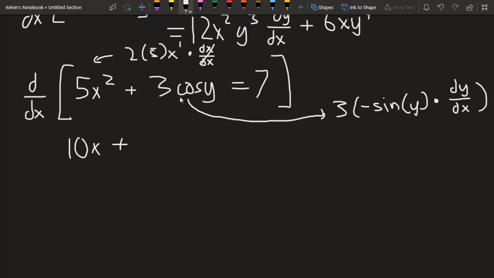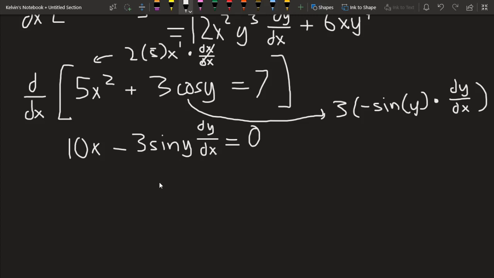So we can actually write this in right here as negative 3 sine of y dy dx. And then we have to find the derivative of 7 finally, and since 7 is just a constant, it would be 0. So now the final step here would be to solve for dy dx.